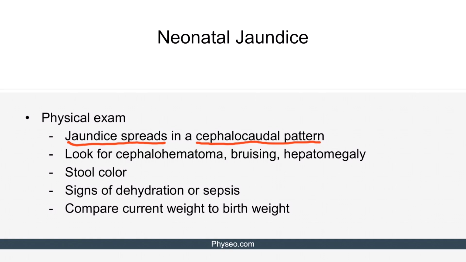It's also important to assess for cephalohematoma, bruising, and hepatomegaly in order to help distinguish potential etiologies for the jaundice. Stool color should be evaluated because pale or acholic stools can indicate an obstructive cause of jaundice. The infant should also be assessed for signs of dehydration or sepsis that could be contributory. In addition, one should compare the weight of the infant to their birth weight to see if they have lost an excessive amount of weight.